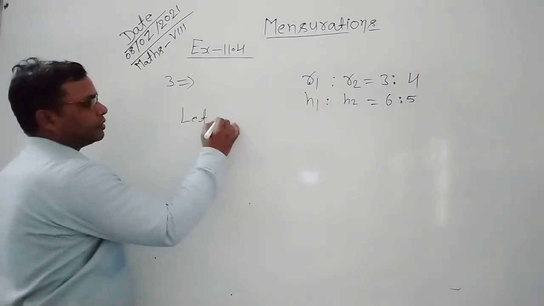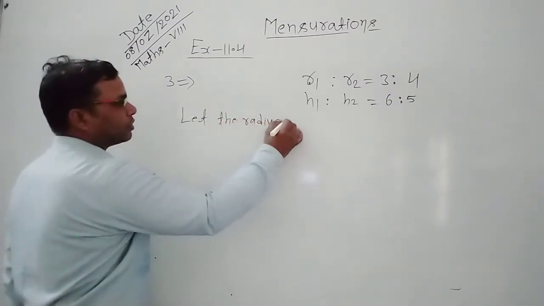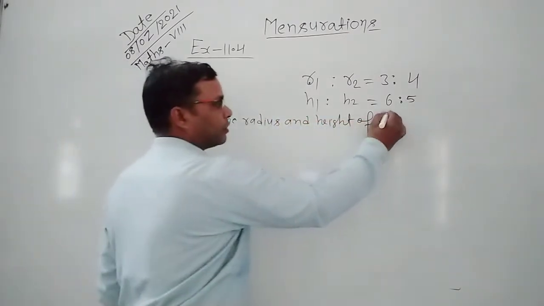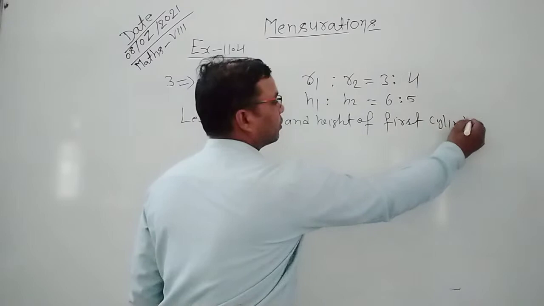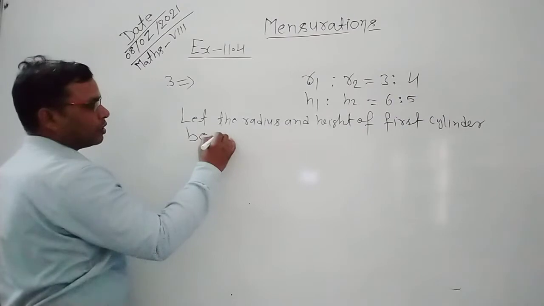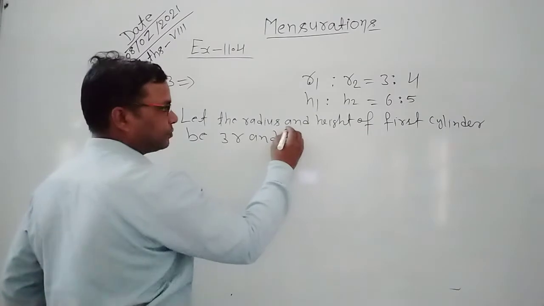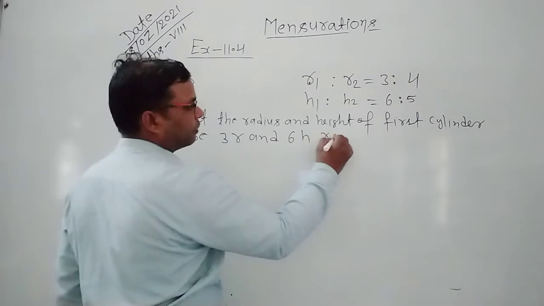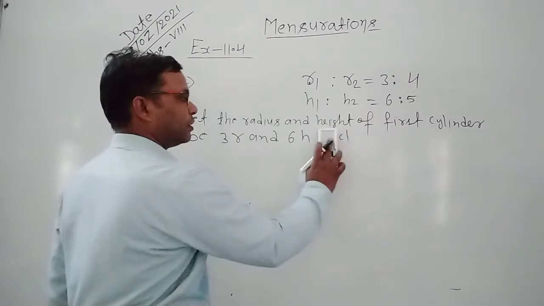Now, let the radius and height of the first cylinder be 3R and 6H respectively.